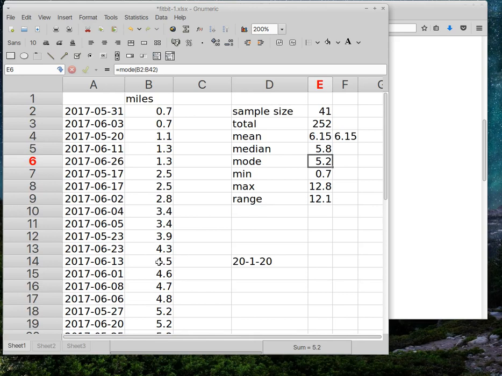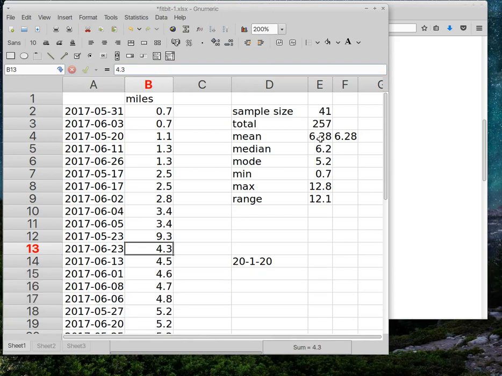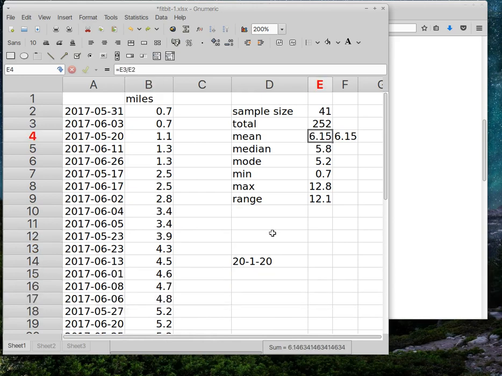While I'm on the subject of changing numbers, notice that these numbers here will change whenever the input data changes. So suppose that this 3.9 was a typo. It should have been 9.3. I can edit that, change it back to a 9.3, and if you'll notice, these numbers changed, or at least some of them changed. For example, the median went from 6.15 up to 6.28. By the way, in Excel, if you hit Control-Z, it will undo the last operation. If I hit Control-Z, it's back to 3.9 and 6.15 for the mean.